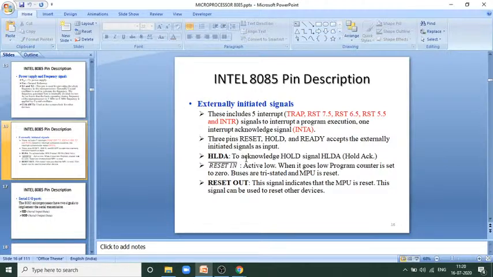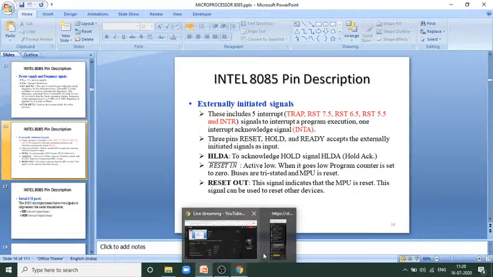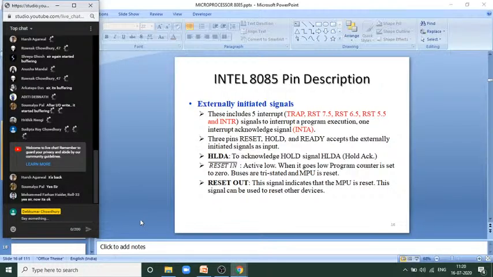Our next category of externally initiated signals is HOLD and HLDA. HOLD and HLDA are used for DMA operation. DMA means direct memory access. In direct memory access, the memory of the microprocessor system can perform the operation without the direct intervention of the CPU. So we need a DMA controller.